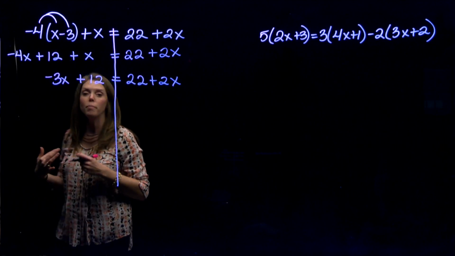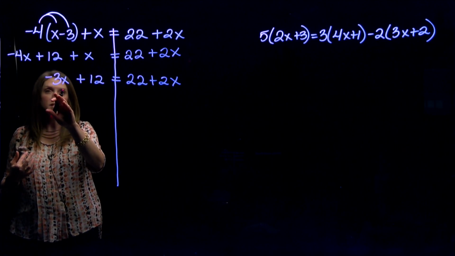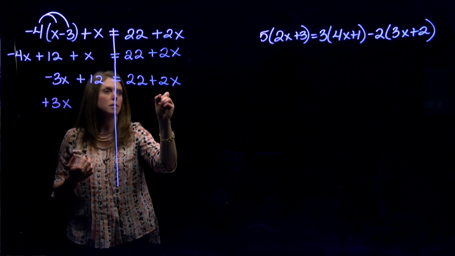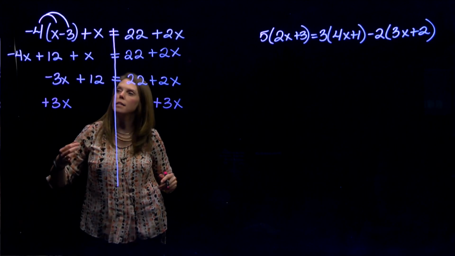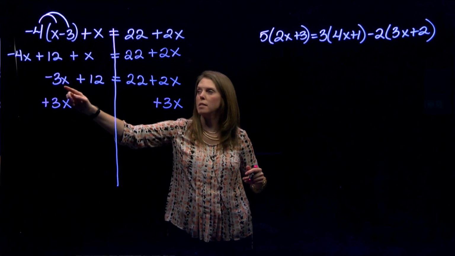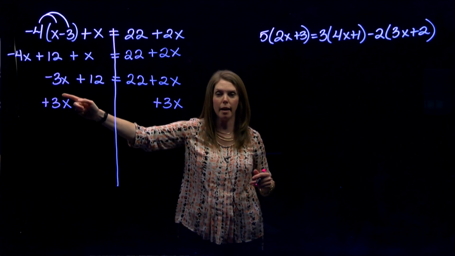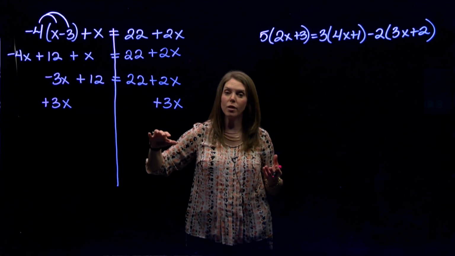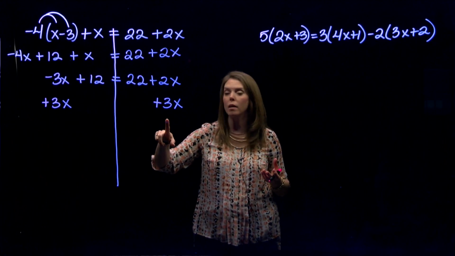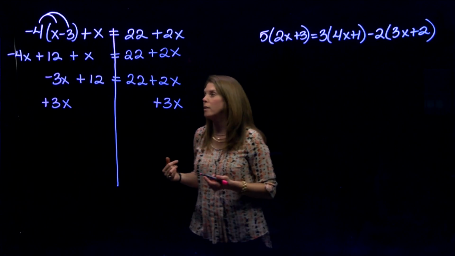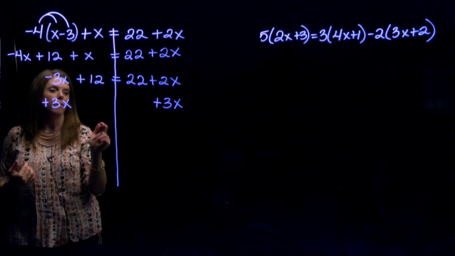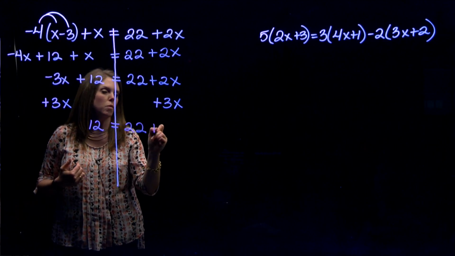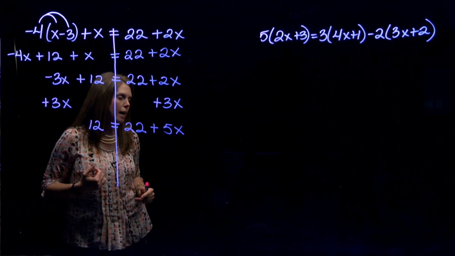How do I move things? By using the opposite operation. So if it's a -3x, I'm going to add 3x to both sides. What that does is it eliminates or undoes this -3x on the left side, because a -3x plus a +3x is 0. My x's went away, and they transferred to this side of the equal sign over here. What I do to one side, I have to do to the other. What am I left with? Well, I have a positive 12 on the left side of my equal sign and a 22 plus 5x on the right side.